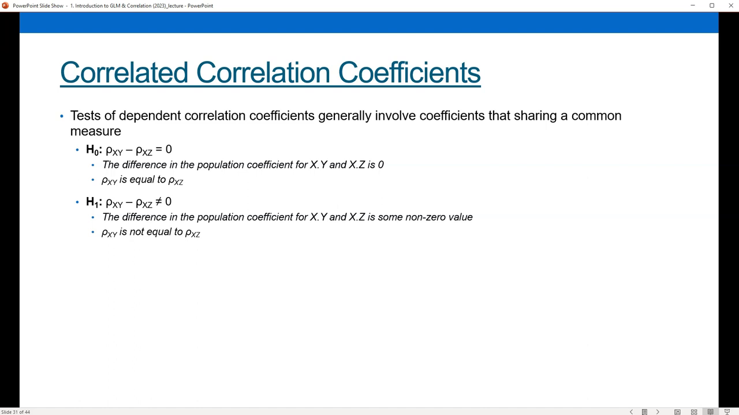Again, our null hypothesis is that rho xy minus rho xz is equal to 0. The difference in the population coefficients of x with y and x with z is equal to 0. We're saying that the association of x and y is equal to the association of x and z under our null hypothesis. Our alternative hypothesis is that there's some difference, that the magnitude of the association between x and y is different than the magnitude of the association of x and z within the population. We're saying that these correlations are not equal to one another.